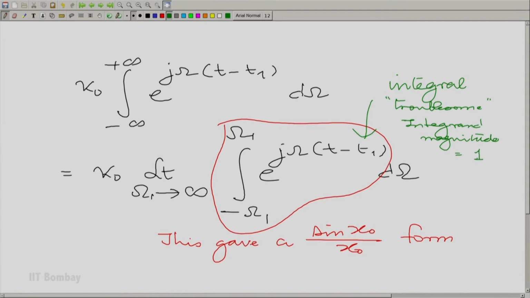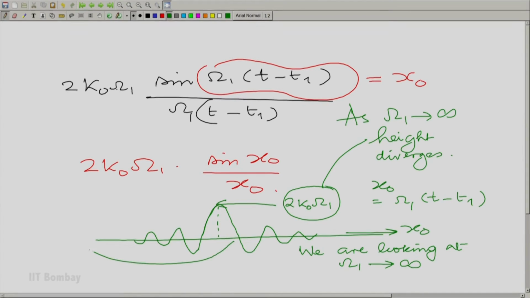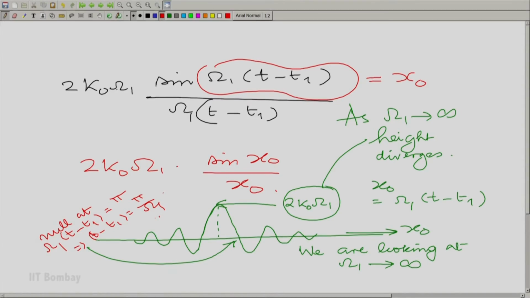Now let us look at the integral as we evaluated. So here, as omega 1 tends to infinity, this height also diverges. Where is this null? That is also important. The null occurs at omega 1 into (t minus t1) equal to pi. That means t minus t1 is equal to pi by omega 1. As you increase omega 1, what is happening to the sin x by x function? For a given t minus t1, let us look at this expression. So here x0 is always fixed, but then what is happening to the area under the main lobe? That is something that we should reason.